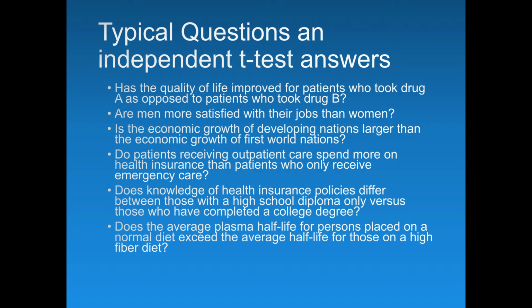So the typical questions that this will answer, some examples. Has the quality of life improved for patients who took drug A as opposed to patients who took drug B? So this is two groups of people, the group who took drug A and the group who took drug B. And we want to see if the quality of life for those two groups is different. Another question could be, are men more satisfied with their jobs than women? So here we're looking for job satisfaction and comparing between men and women.